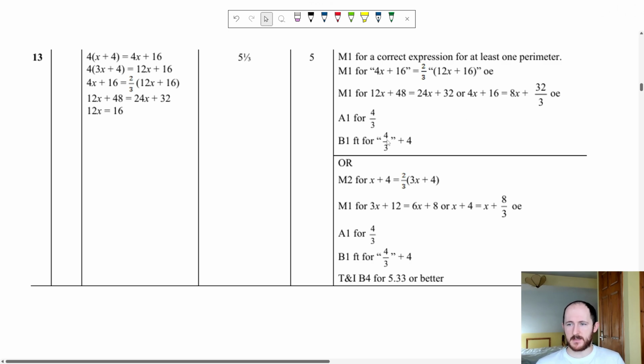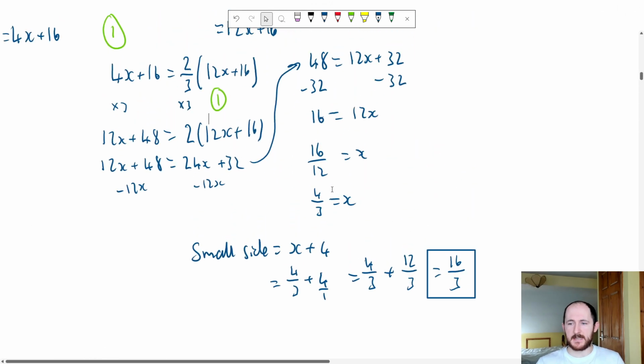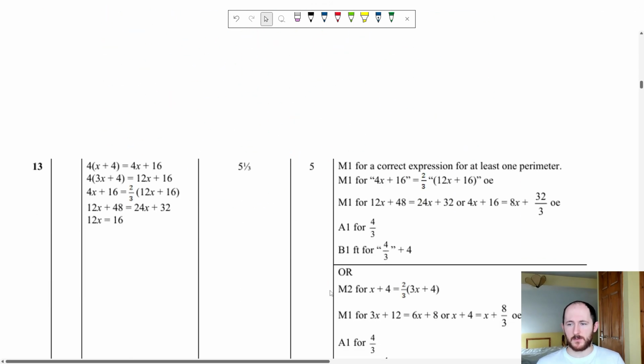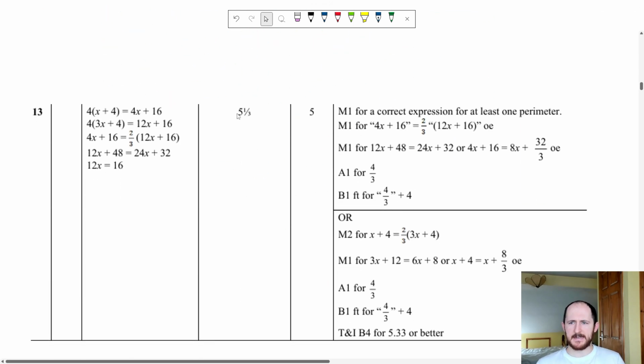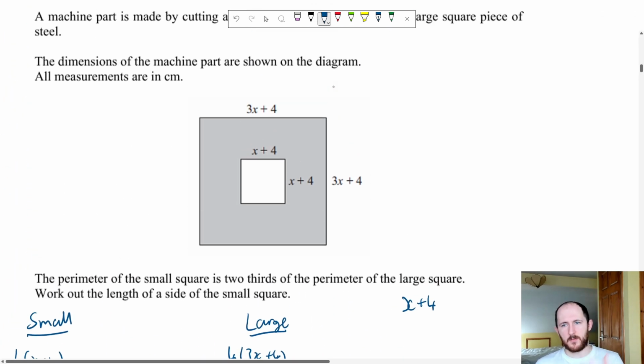Answer for 4/3 and 4/3 plus 4. So we get another mark for actually getting the x equals 4/3. We get a mark for beginning the process of expanding, which is what we did. And lastly, we get a mark for doing 4/3 plus 4, which gave us an answer. And again, here it says 5 and 1/3, but it's equivalent, so that doesn't matter. The other answer, again, we don't really need to care about anyway. But again, hopefully that gives you a better idea of the problem solving here.